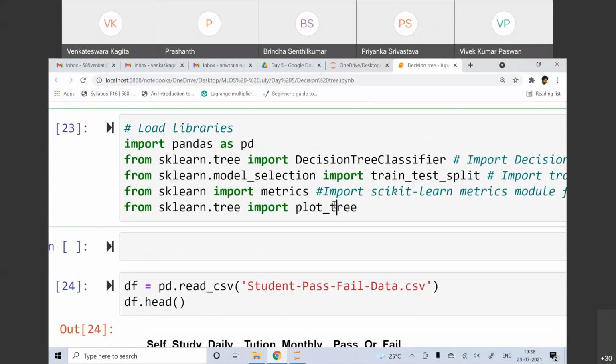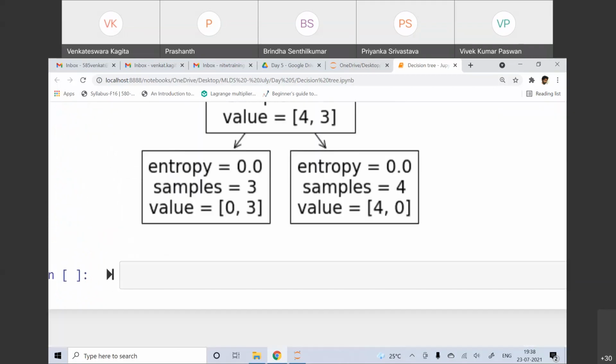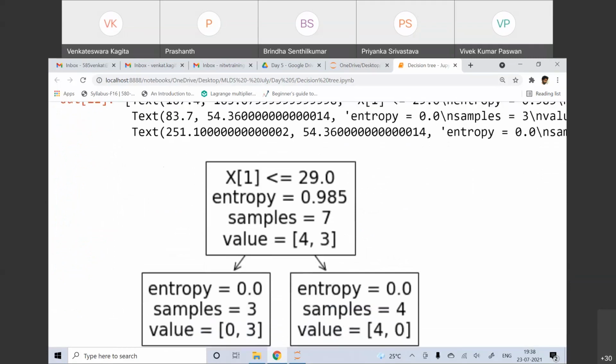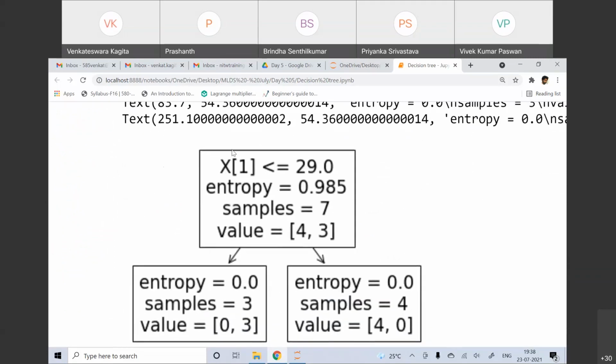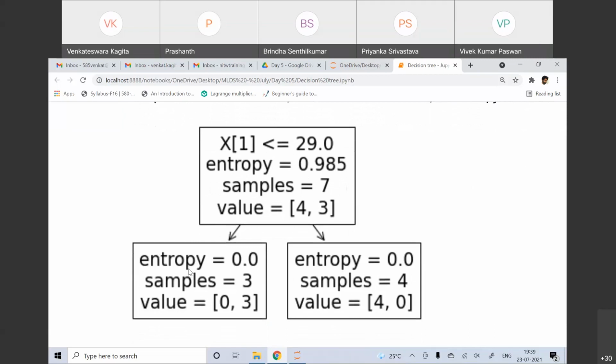You can see sklearn.tree and importing plot. Okay, so you can see this, right? With entropy also it is printing. Okay, so this means what? The condition is this. It's checking for a condition x1 less than or equal to 29 or not. It means attribute 1 is less than or equal to 29 or not. Entropy is 0.985. Number of samples here are 7, and 4 are the positive samples, 3 are the negative samples, or the other way. Okay, and if you see here at the second level, the entropy is 0.